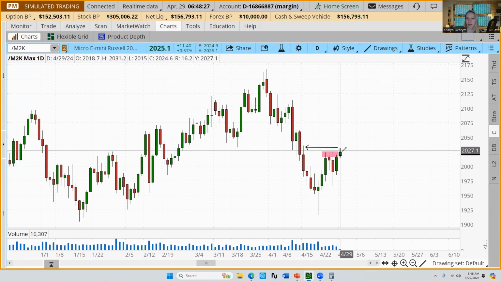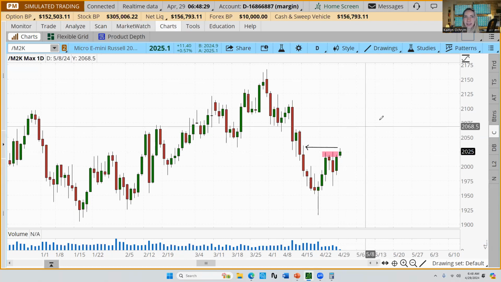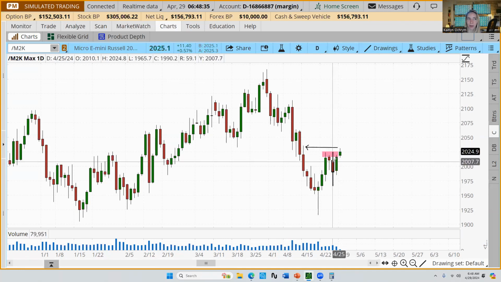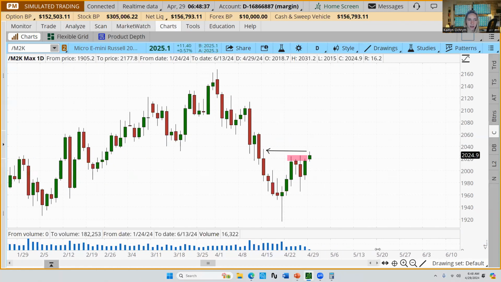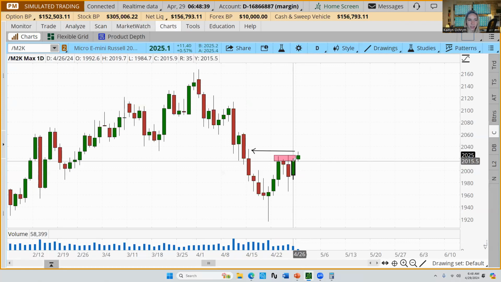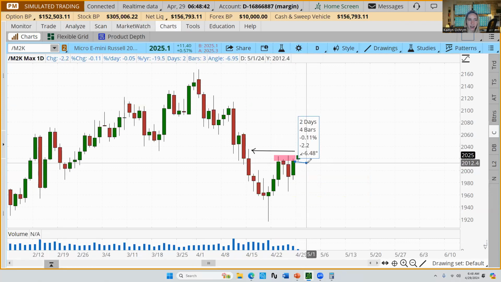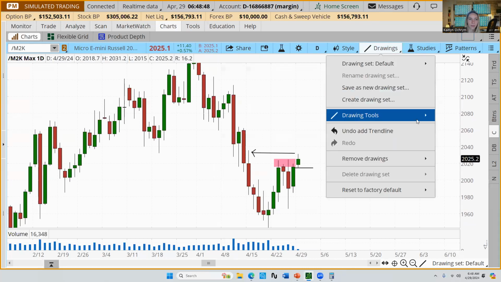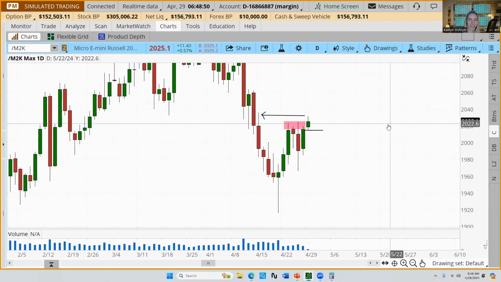So we broke out, got a lot of the longs in. They're feeling a little bit of selling pressure coming in and getting pretty nervous, I'm sure, after that breakout, because now we're pulling back a bit. And now what we see could be forming is a wick over wick reversal. You guys see that on the Russell?